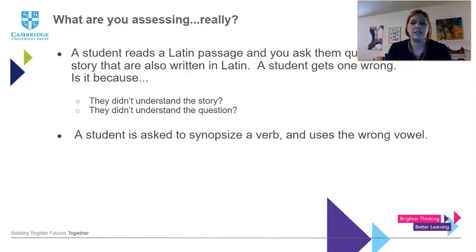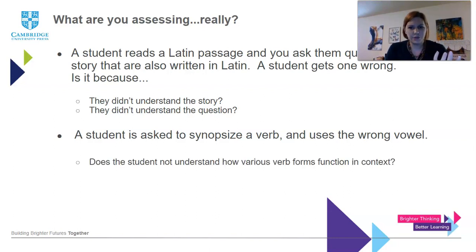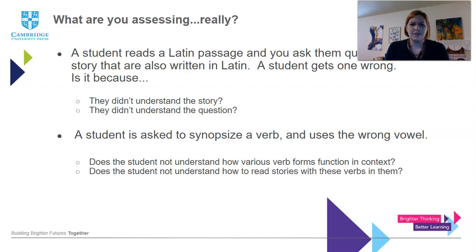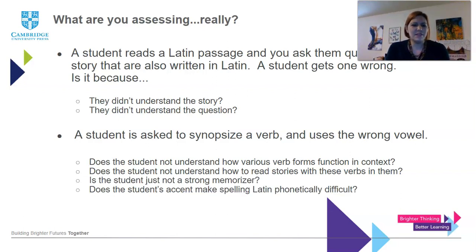If a student is asked to synopsize a verb and they use the wrong vowel, does that mean they really don't understand how various verb forms function in context? Does it mean they don't understand how to read stories with verbs in them? Or does it mean that they're just not a strong memorizer, right? Does it mean that perhaps they have an accent that makes spelling Latin phonetically difficult?